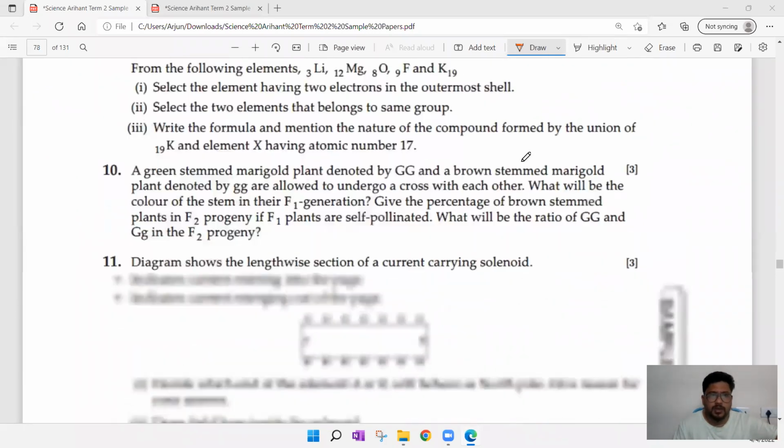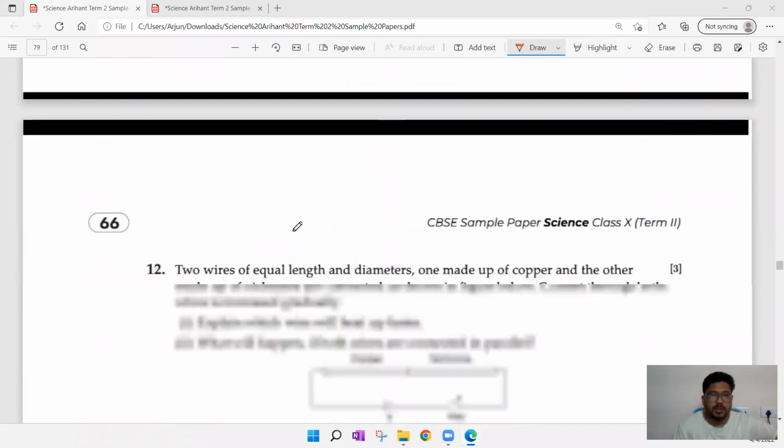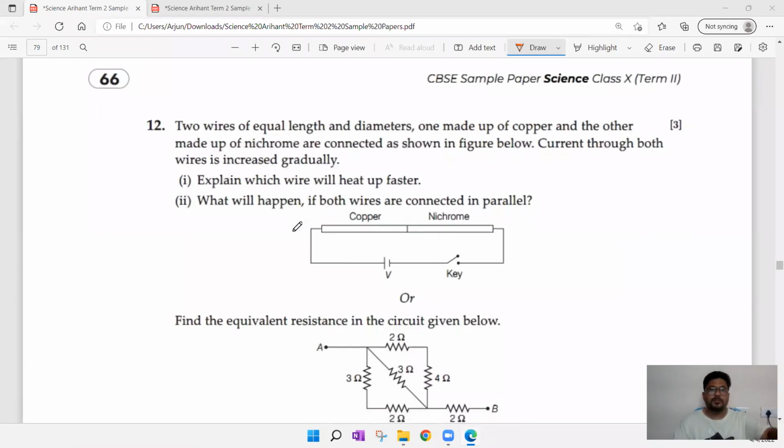this one, section B. Okay, already we did this. Okay, 12th question. Two wires of equal lengths and diameters, one made up of copper and another made up of nichrome, are connected. Copper is nothing but a metal. Nichrome is nothing but an alloy, and they are connected as shown in the figure below.